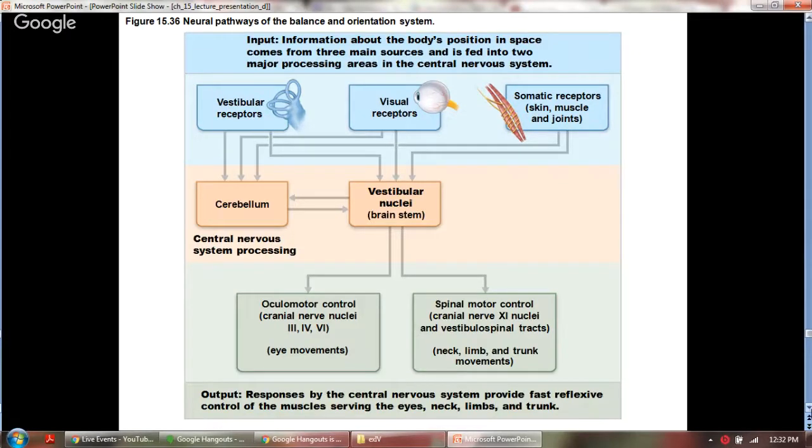So here, it will summarize the neural pathways of the balance and the orientation systems, which involves the vestibular receptors in the ear, visual receptors in the eye, and the somatic receptors in the skin, muscles, and the joints. And they all bring the information to the vestibular nuclei at the brainstem, and it has a crosstalk with the cerebellum. And at the end, it will control the ocular motor control and the spinal motor control with cranial nerves and spinal tracts.